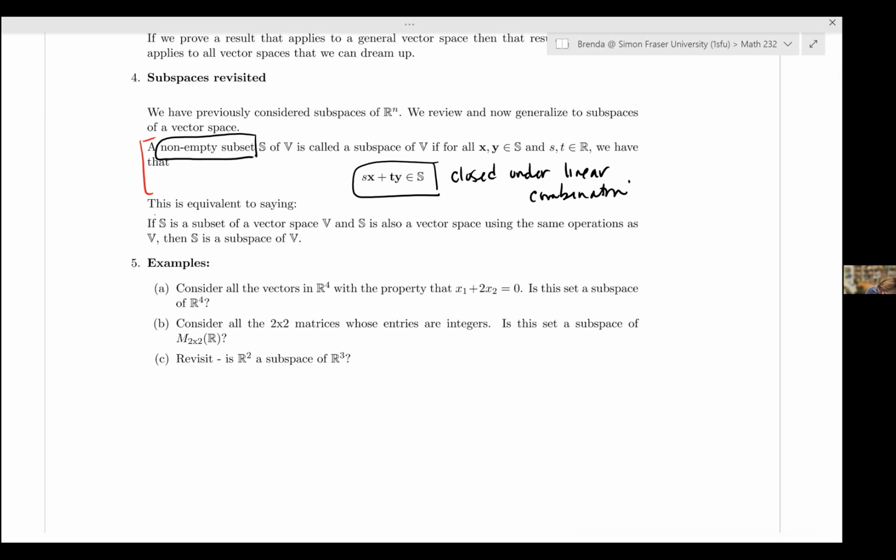This is new. We haven't seen this before, and that's saying if S is a subset of a vector space and S is also a vector space, then it's a subspace. We haven't tried this one out yet because we didn't have the definition yet of a general vector space. So this would be another way of showing that something is a subspace.